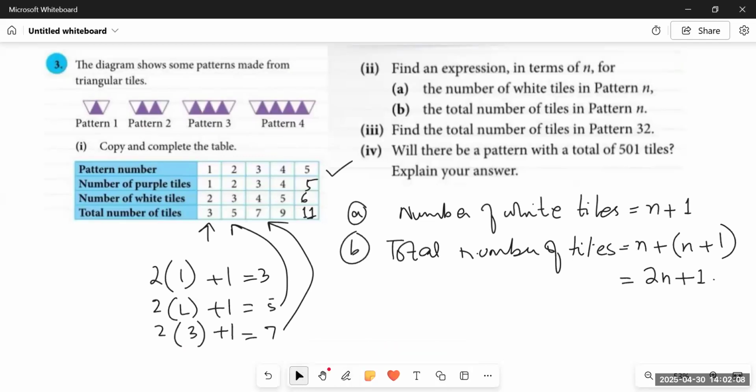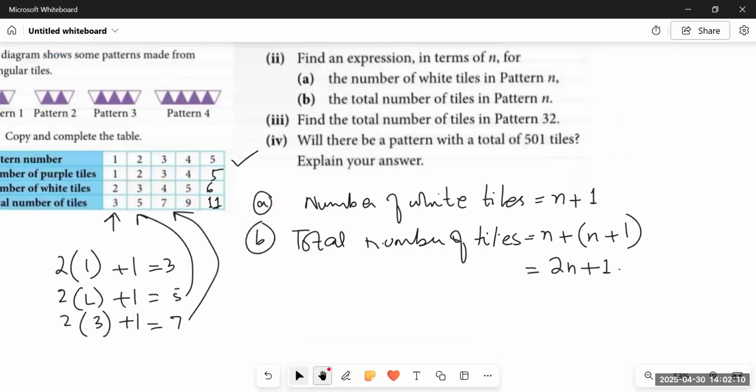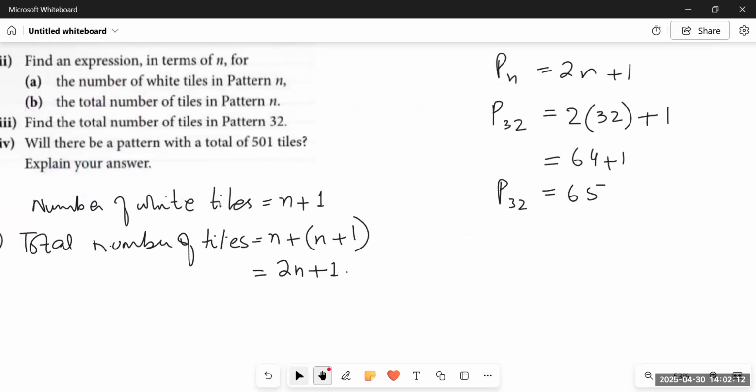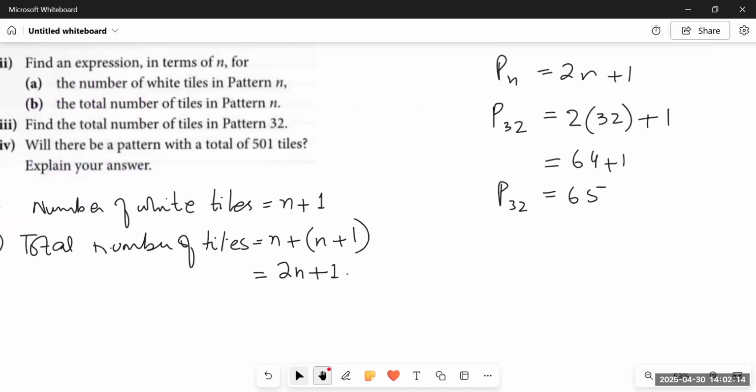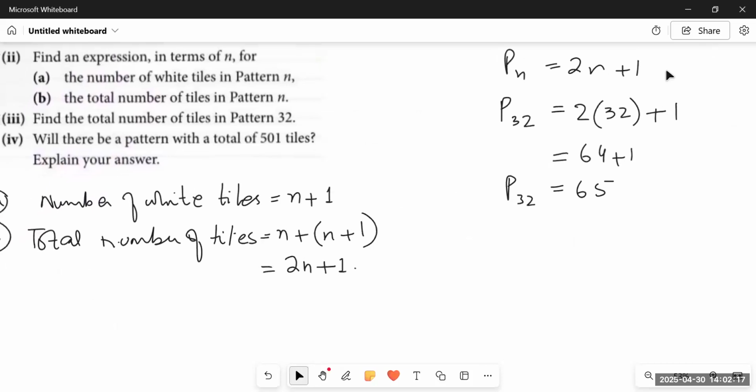Now comes, will there be a pattern with a total of 501 tiles? They're telling us the number of tiles and they're asking, would there be any pattern with a total of 501 tiles? What does it mean? It means they're saying for 2n plus 1, find n. If n would be a whole number, then your answer would be correct. But if it would come in a fraction or a decimal, then it would be wrong. So let us simplify it.